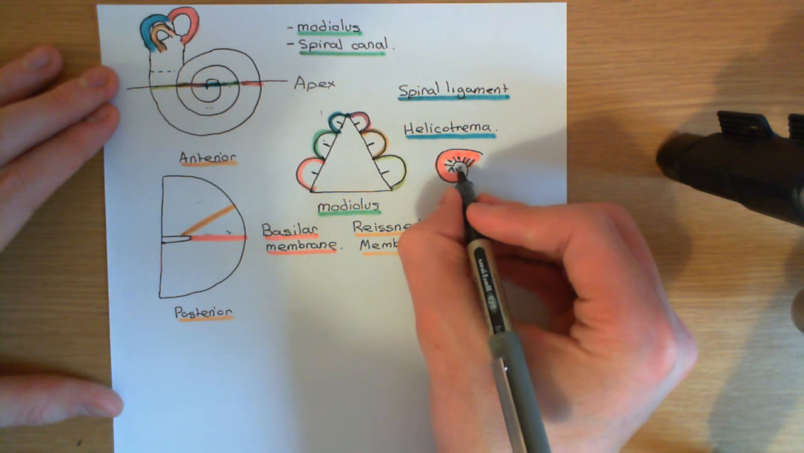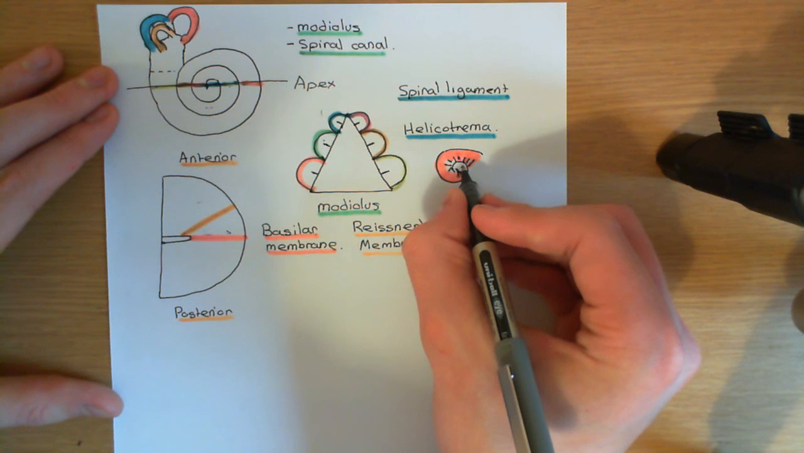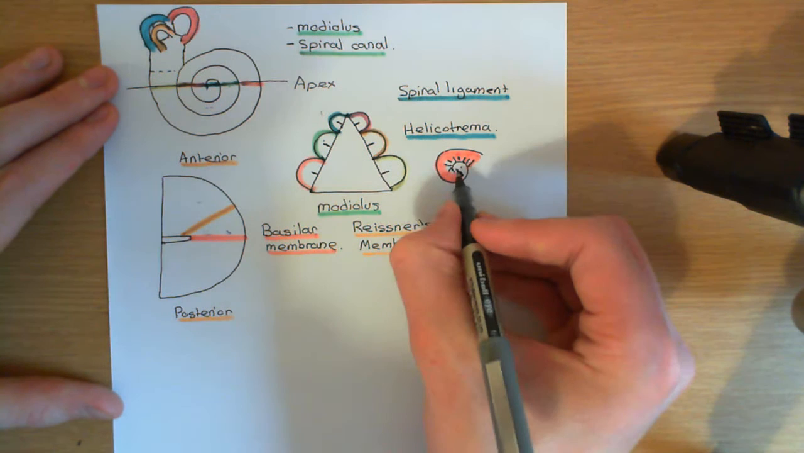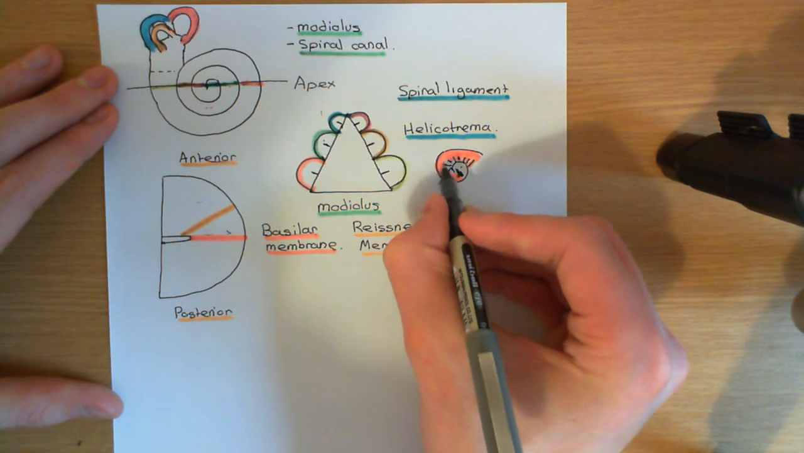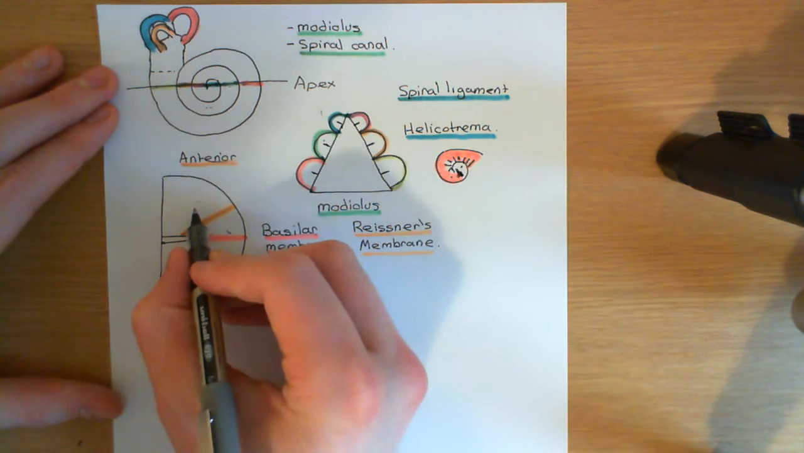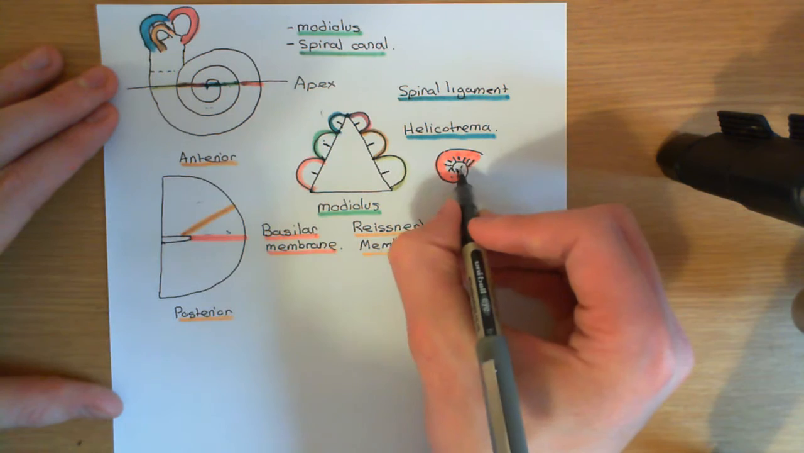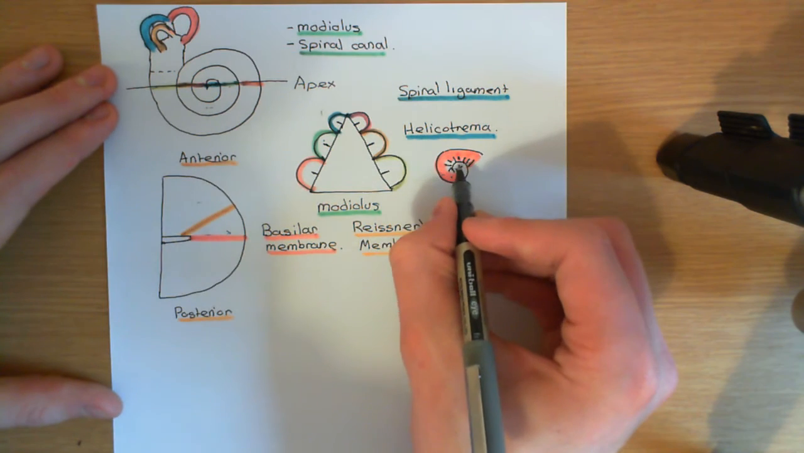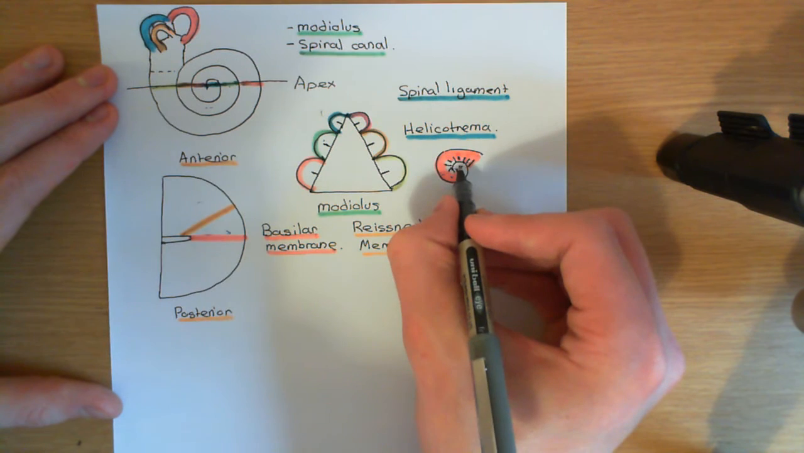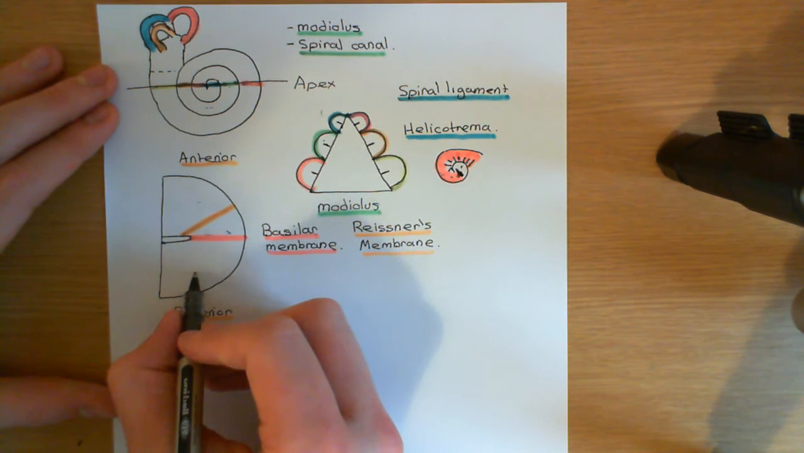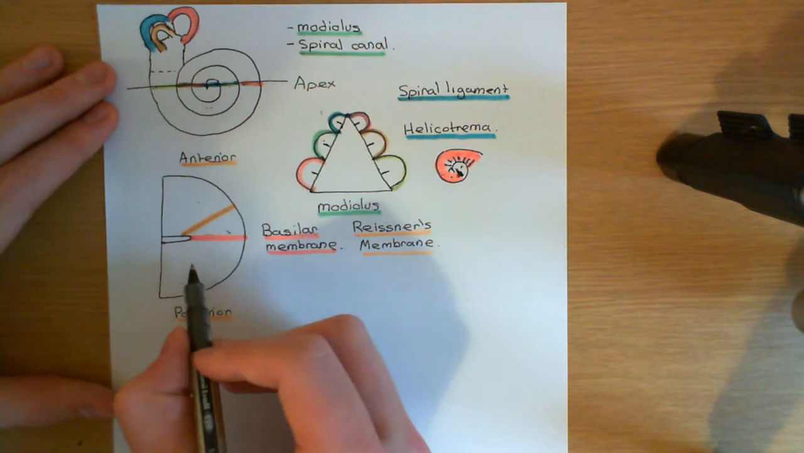was a little man standing in this space here, right at the apex of the spiral canal, I would not be able to go into this middle compartment, because Reisner's membrane and the basilar membrane have sealed together to close the middle compartment off. However, I would be able to go above the basilar membrane into the top compartment here, and I would be able to go below the basilar membrane into the bottom compartment. So there is a communication at the apex of the spiral canal between the top compartment and, well, the front compartment and the back compartment.